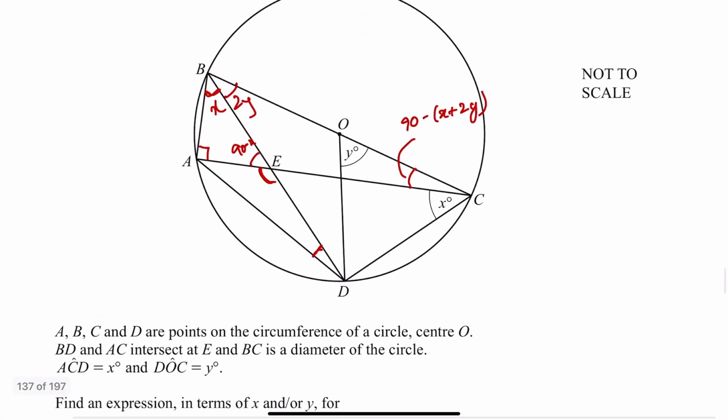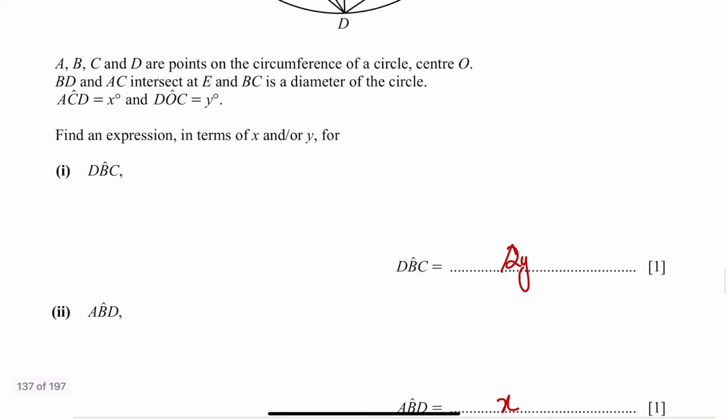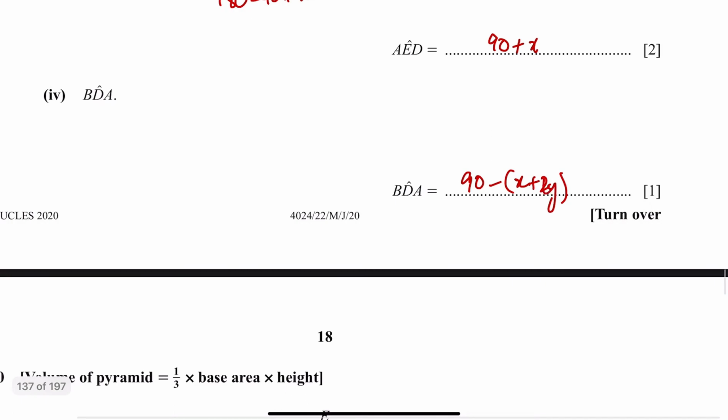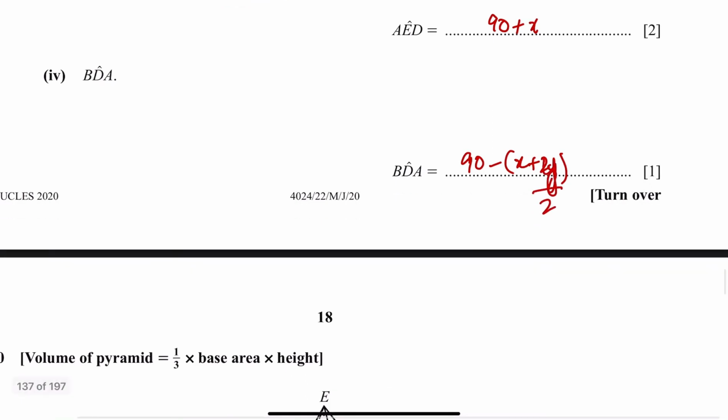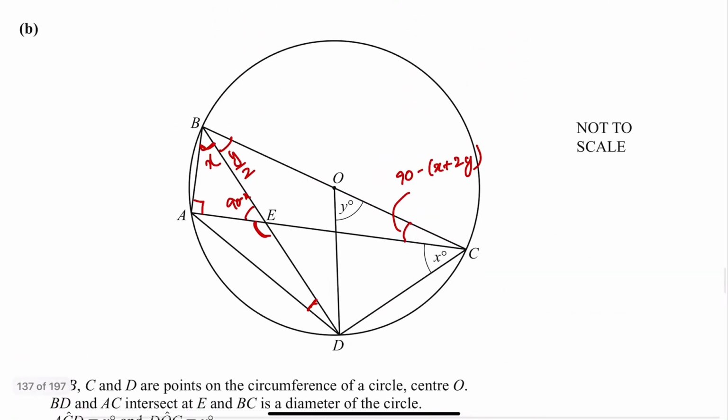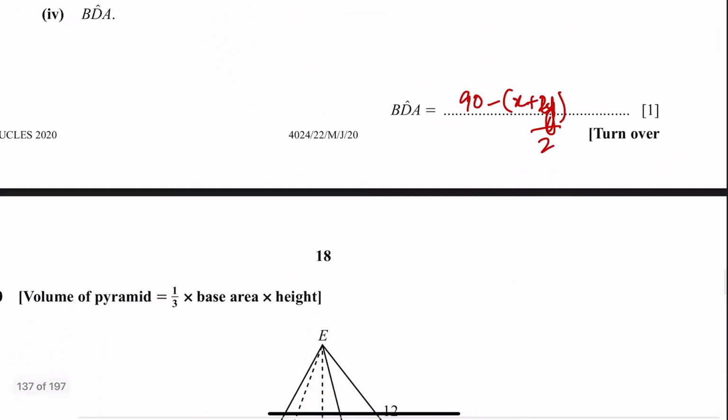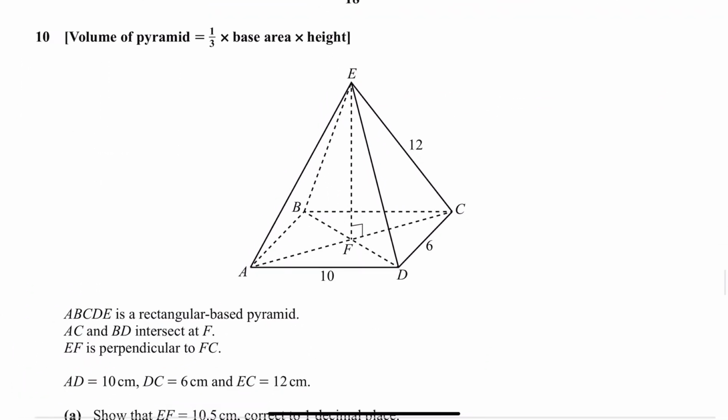My bad. This should not be 2y, this should be y over 2. Should be y over 2. Should also be y over 2. Because the angle formed at the center is double the angle formed at the circumference, which is half of that. Silly mistake.